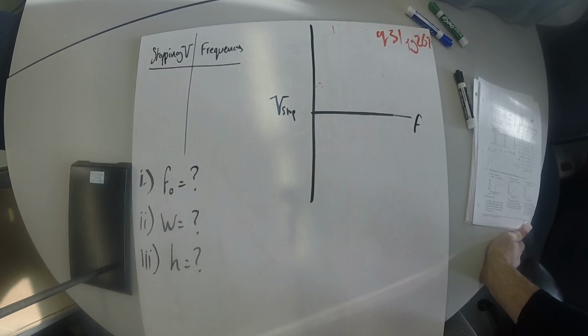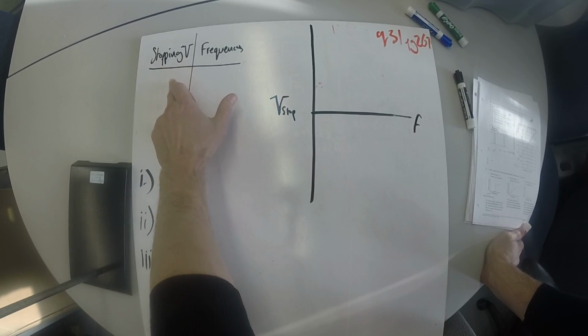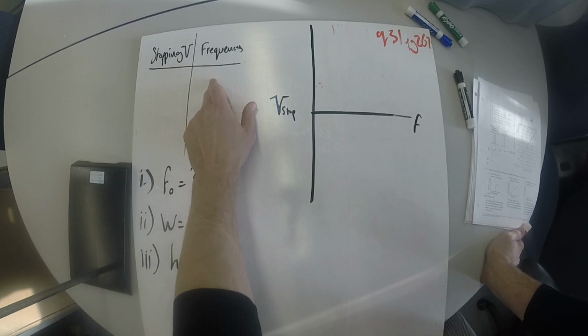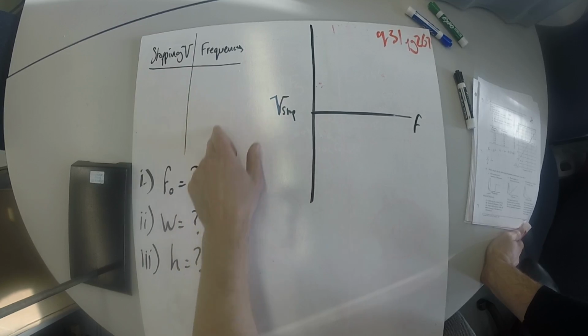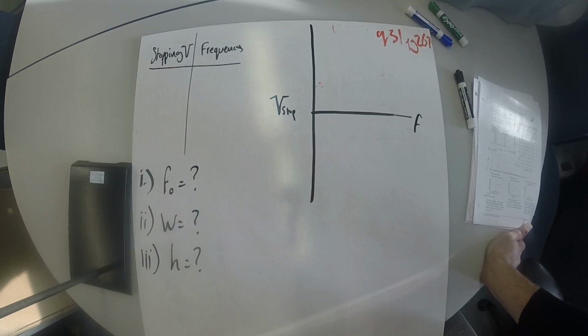So the question is pretty straightforward. It's giving you some data from an experiment. And I haven't bothered to put the values in, but the frequencies of the incident light are going to be changed and the stopping voltage is recorded.